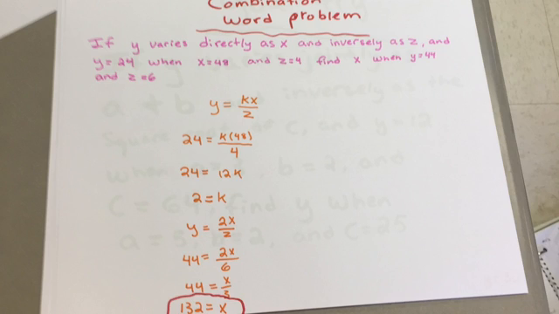So you simplify that and get 2 equals k. And then for k, you just plug in that. So you're going to have y equals 2 times x over z. You're going to get 44 as your y. That's what I want you to find. And then you're going to have 2x over 6, because that's what z is. And then you basically just multiply, and you get x equals 132. Simple as that.